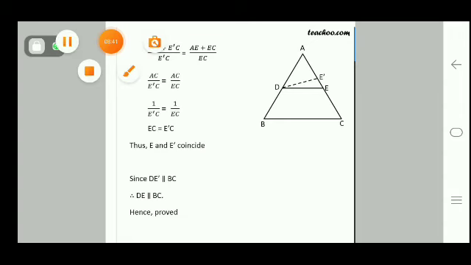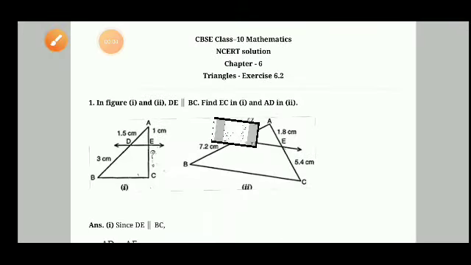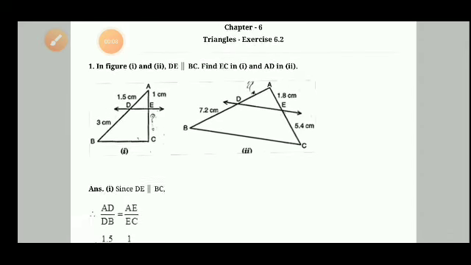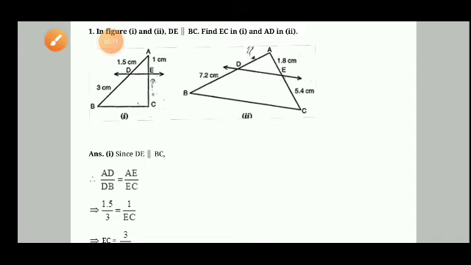Then after this we will start the exercise. Students, we are going to start exercise 6.2 of chapter number 6. Now in this exercise, the very first question is, in the given figure, as you can see in the first and the second part, DE is parallel to BC.